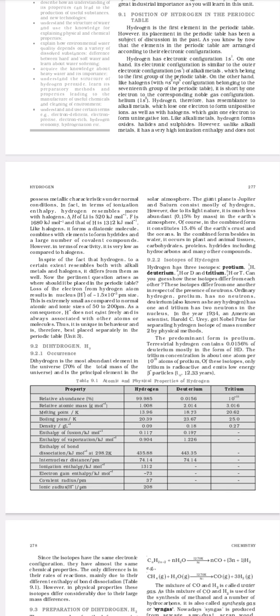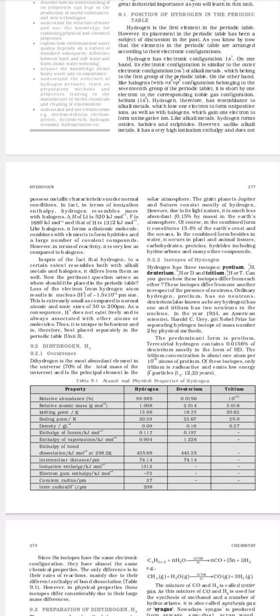Ionization energy of lithium is 520 kJ per mole, fluorine is 1680 kJ per mole, and that of hydrogen is 1312 kJ per mole. Like halogen, it forms a diatomic molecule, combines with elements to form hydrides and a large number of covalent compounds. However, in terms of reactivity, it is very low as compared to halogens. In spite of the fact that hydrogen to a certain extent resembles both alkali metals and halogens, it differs from them as well. Now the pertinent question arises as to where it should be placed in the periodic table.